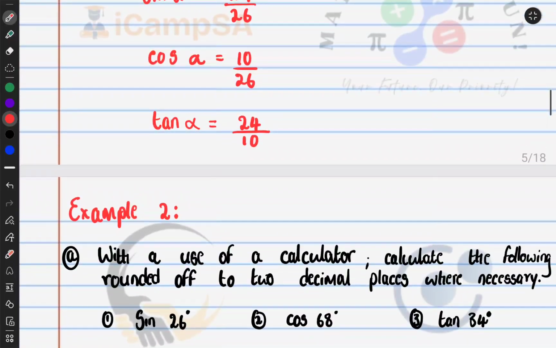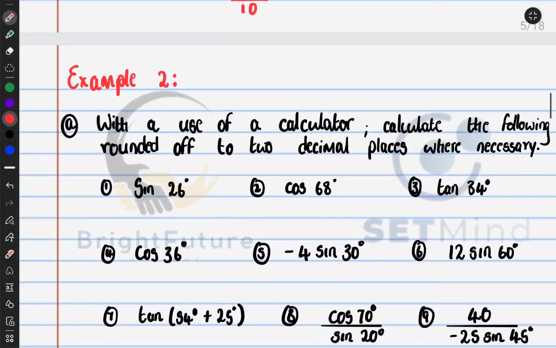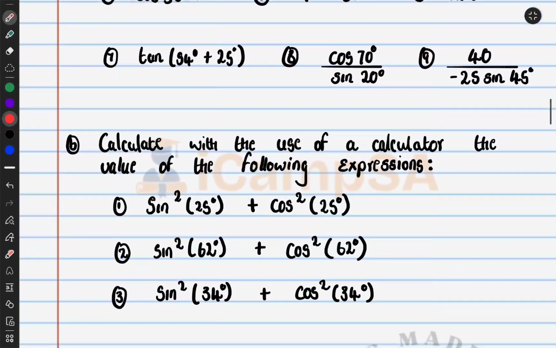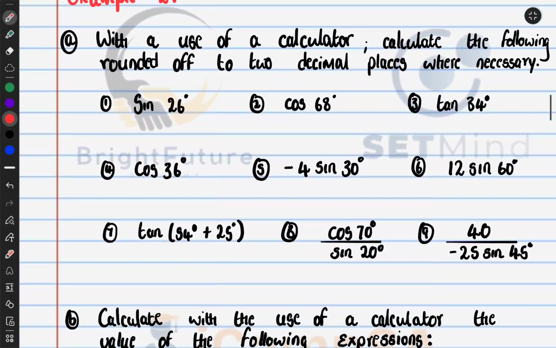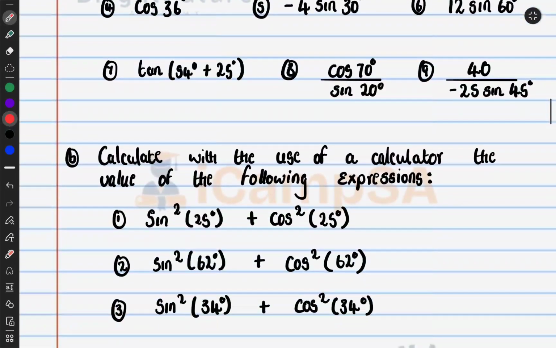And next, let's go to example number 2. Example number 2: with the use of a calculator, calculate the following, rounded off to 2 decimal places where necessary. So we just have to evaluate the angles that we are given, to determine the ratios for those angles.